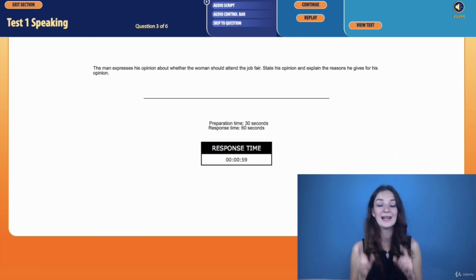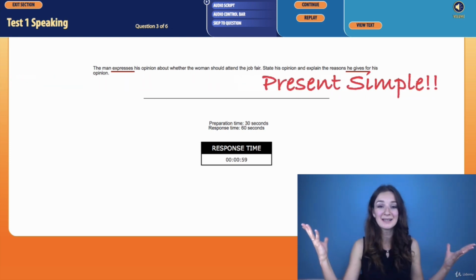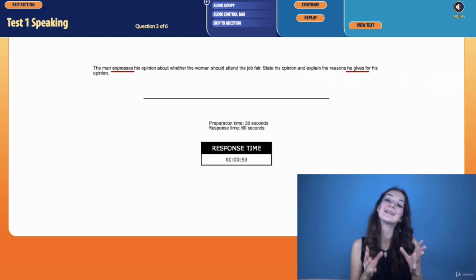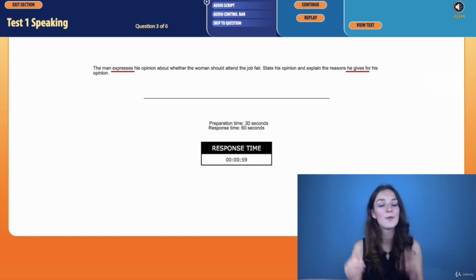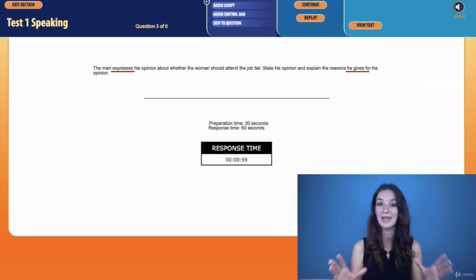So you see that there are two verbs in this question, expresses and gives, and they're both in present simple, right? It's present simple. Simple as that. So you're going to use present simple in your speech as well. The question allows you to do that. So you're going to say the man says, the woman answers, the man responds, and everything like that. Use present simple. If you're using present simple, you don't have any problem with the reported speech, so do that.